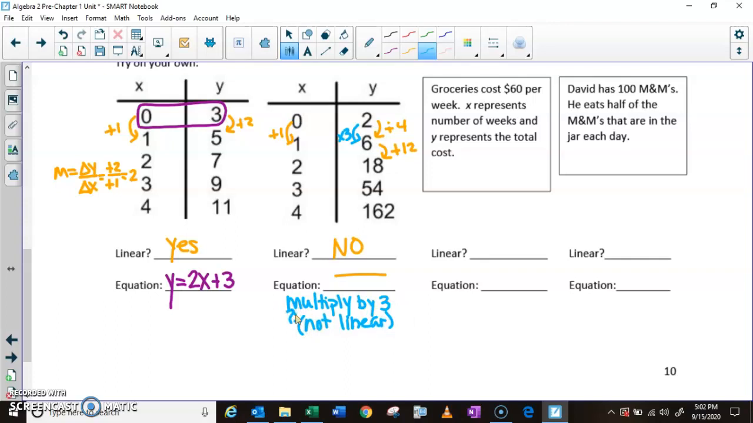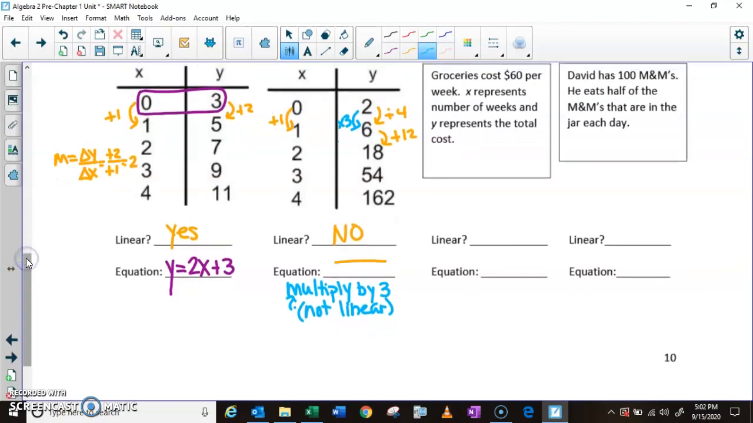Okay. All right, our word problem. Groceries cost $60 per week. X represents the number of weeks. Y represents my total cost. So it's a word problem, so maybe a table would be helpful.